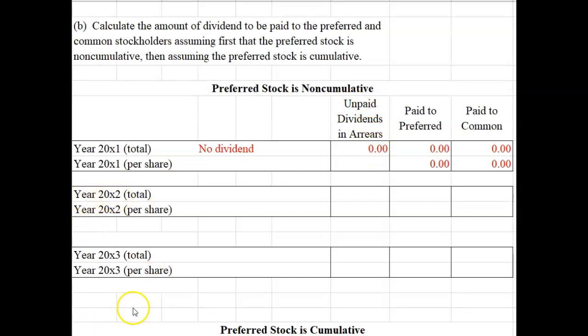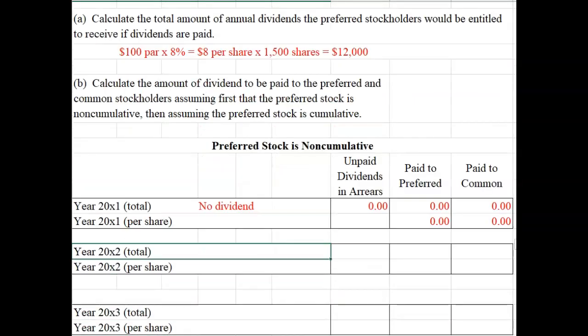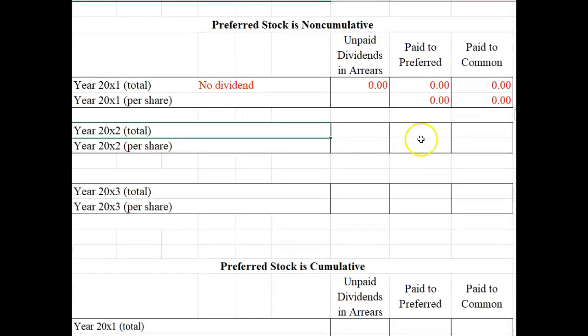So in 20X2, the company paid $10,000 in dividends. How much of that $10,000 should be given to preferred shareholders and how much should be paid to common, and get the per share amount as well. Start your video again when you have your amounts listed to check your work.